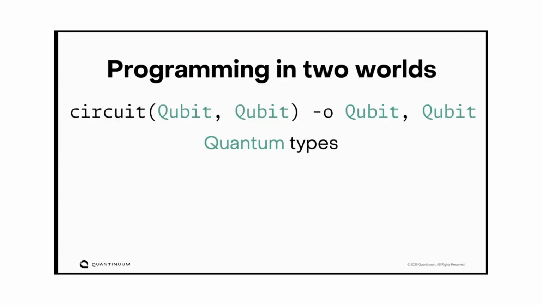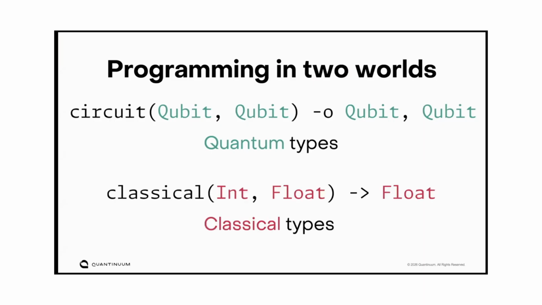So what does it look like? Here you can see a signature of a function circuit in Brat that takes 2 qubits and returns 2 qubits. So it's basically describing a circuit that acts on 2 qubits. Straightforward, hopefully. And then we can also have classical functions that act on classical types like integers, floating point numbers, and so on. And we distinguish these quantum and classical functions by the arrow symbol. For the classical world, we have the normal arrow. For the quantum world, we use this lollipop from linear logic.